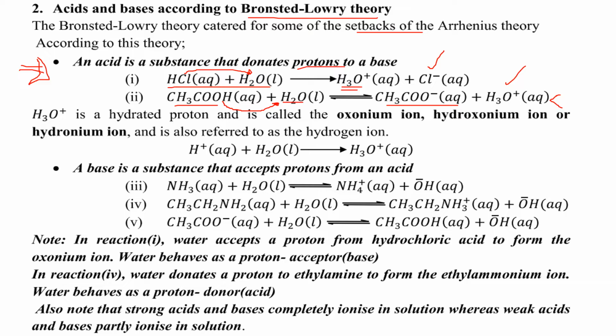Now going to the hydroxonium ion, we are saying that this is called the hydrated proton, and its name is oxonium, hydroxonium or hydronium ion. But here with NCDC, you are going to be going with hydroxonium ion. And it's also referred to as the hydrogen ion. It's referred to as the hydrogen ion because we consider water to be in excess, so we don't consider water, and sometimes we just consider that hydroxonium ions are formed by getting a proton and adding it to a water molecule to form a hydroxonium ion.